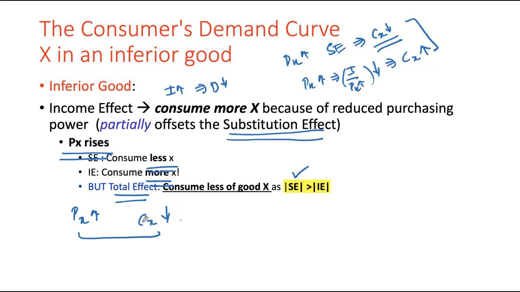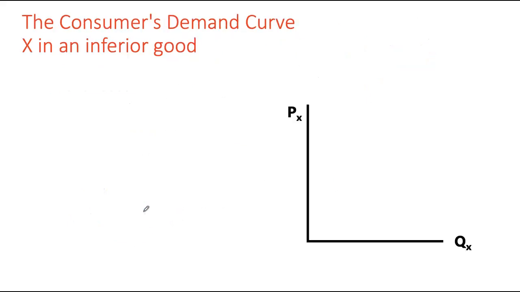is still negative. If I put this on a diagram, I have now initially at point A where I was consuming X1 units when price was P1. As price of X went up to P2, we have income effect and substitution effect moving in opposite direction. Substitution effect says X is relatively expensive, so consume less X. Income effect says X is an inferior good, so your relative purchasing power is now lower than before, so consume more X. So you can see income effect partially offsets our substitution effect.